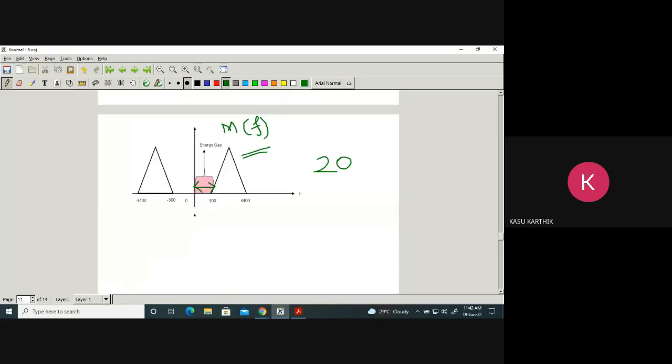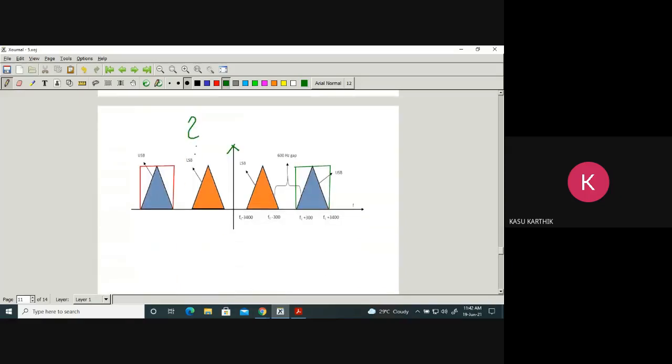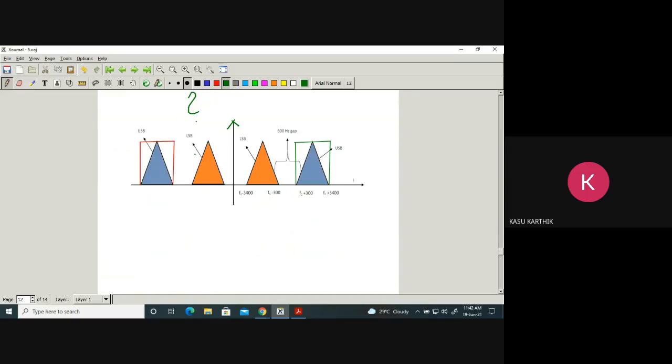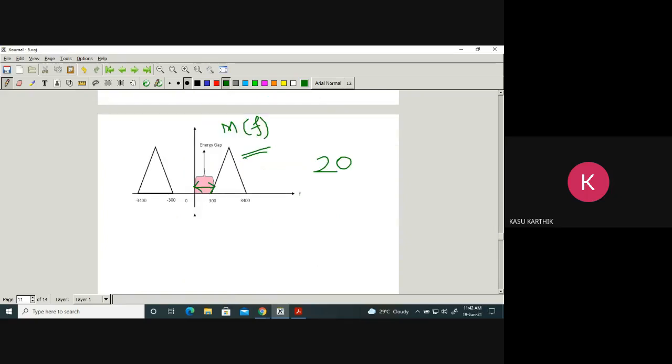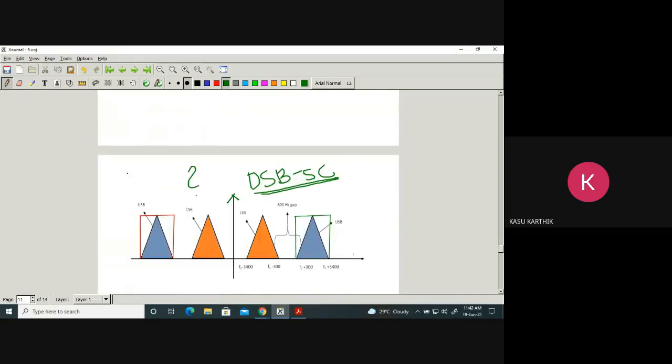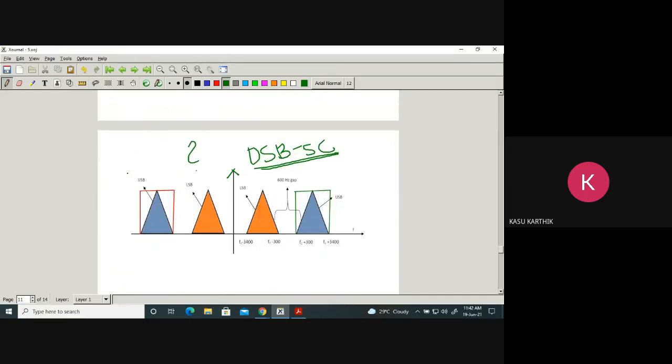If this is M of F, what is this signal? What is this spectrum? This is DSBSC. What happened? This is shifted towards the left side and right side by FC. Isn't it?